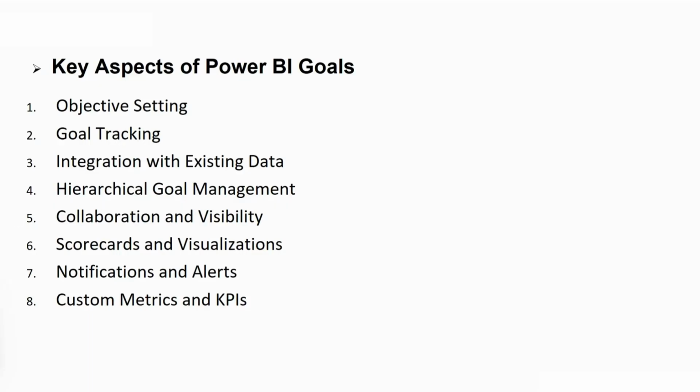The next one is goal tracking. Once the goals are set, Power BI provides a mechanism to track the progress over time. This tracking is done through key metrics that are automatically updated as new data flows into the system, ensuring that the stakeholders have up-to-date insights into the goals' achievement.